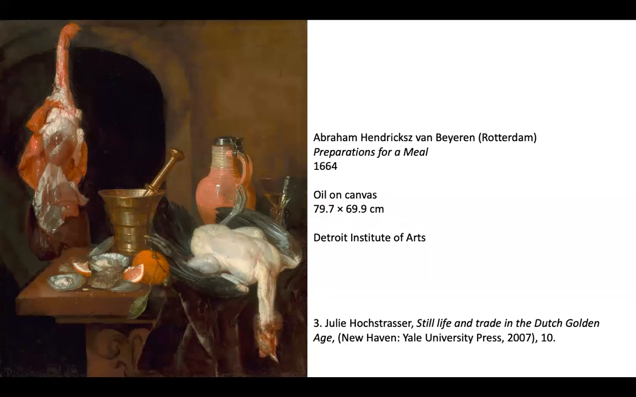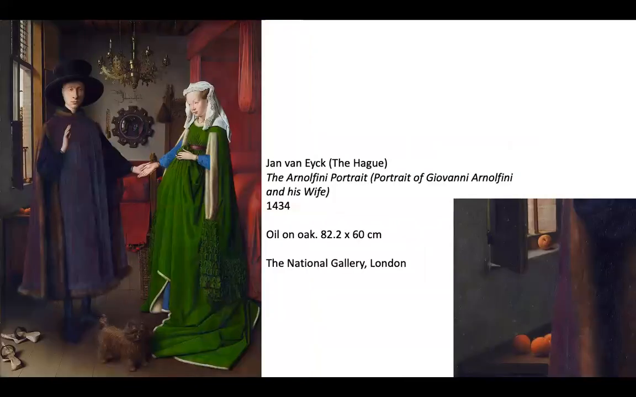A well-known earlier example of the status of citrus fruits as a wealth signifier in painting can be found in Jan van Eyck's 1434 Arnolfini portrait, featuring four oranges among its many symbols of status. One of the items the rich merchant Arnold Feeney traded in were oranges, which are also notably a symbol of fertility, fecundity, and nuptials. This being a wedding portrait, and she is pregnant.